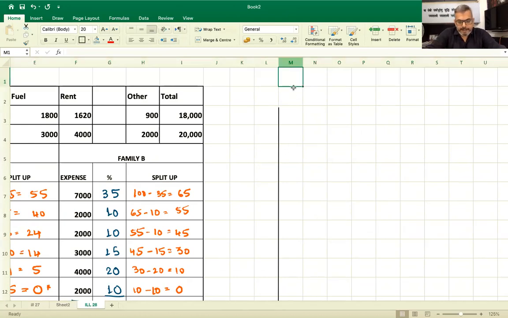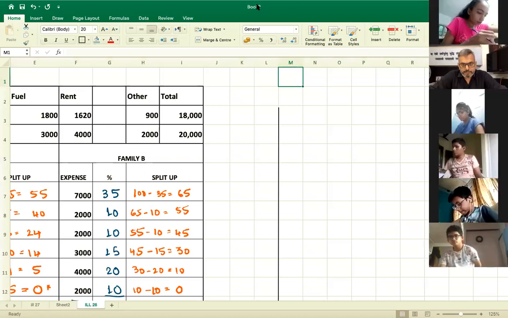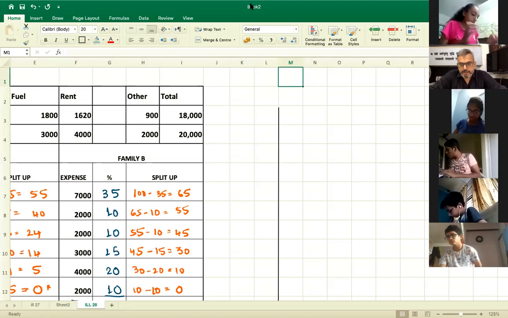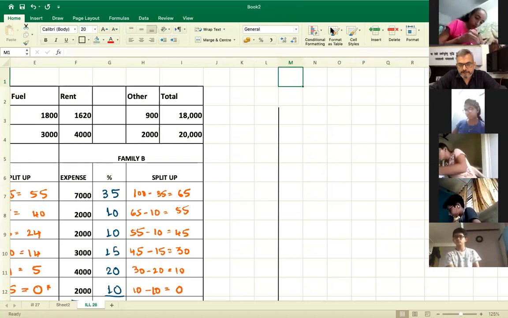We write the heading now. Should we write the heading now? Any doubt in split up? All of you confident in split up now? पता चला कैसे करना है split up? Okay. Sir. हाँ. हाँ बोलो.